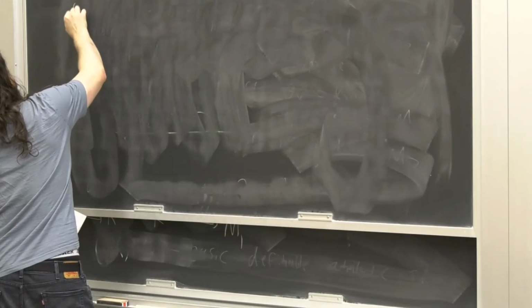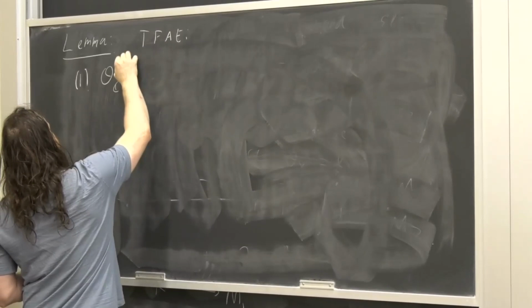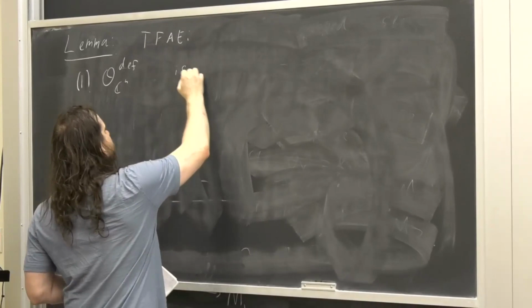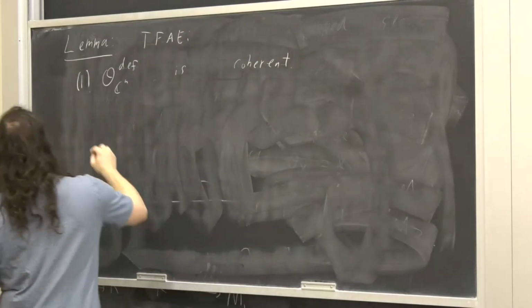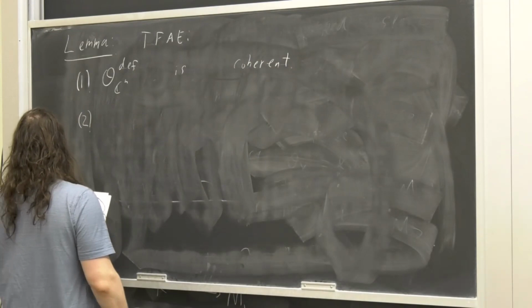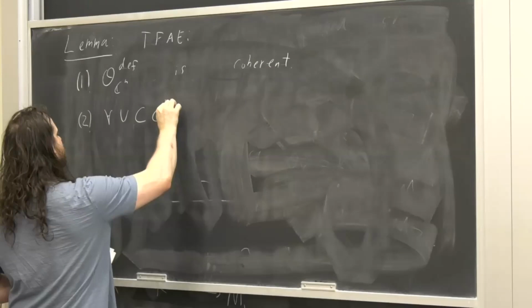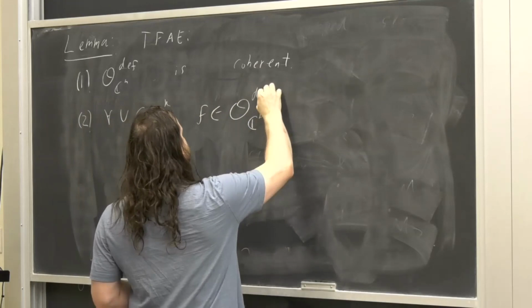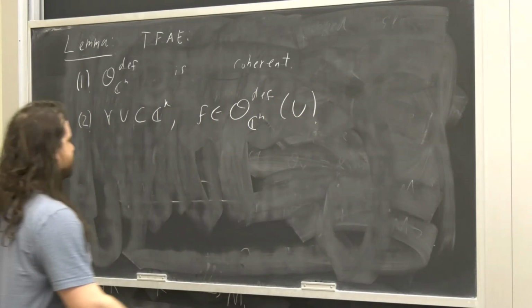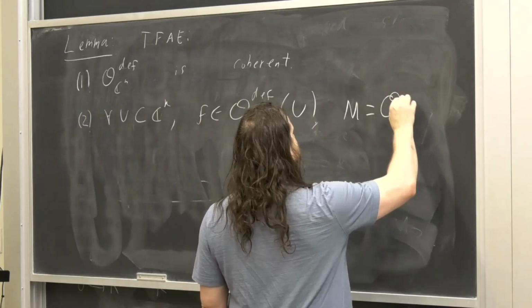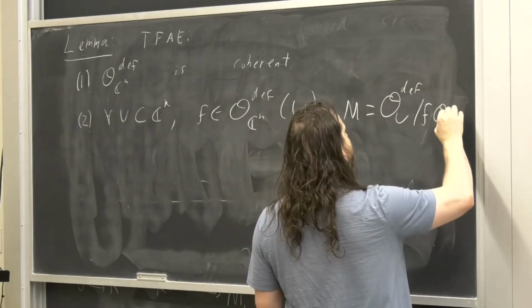On the one hand, this sheaf of rings is coherent. On the other hand, for all definable open sets U in C to the N, and definable holomorphic functions F on them, the sheaf M given by OU mod FOU is a coherent sheaf.